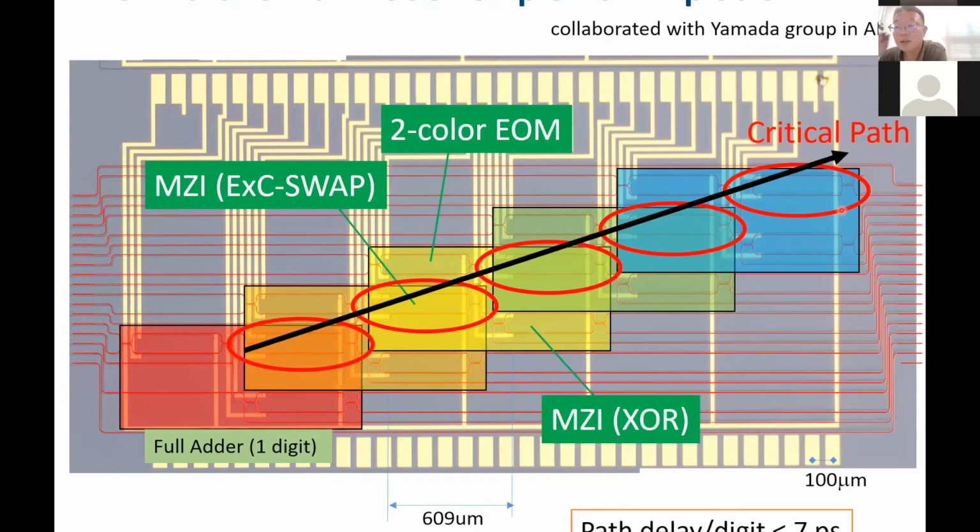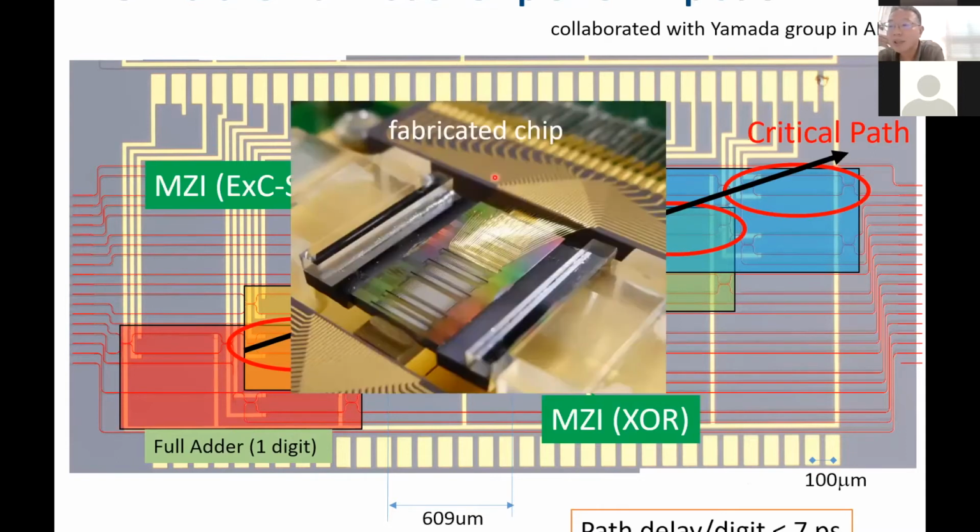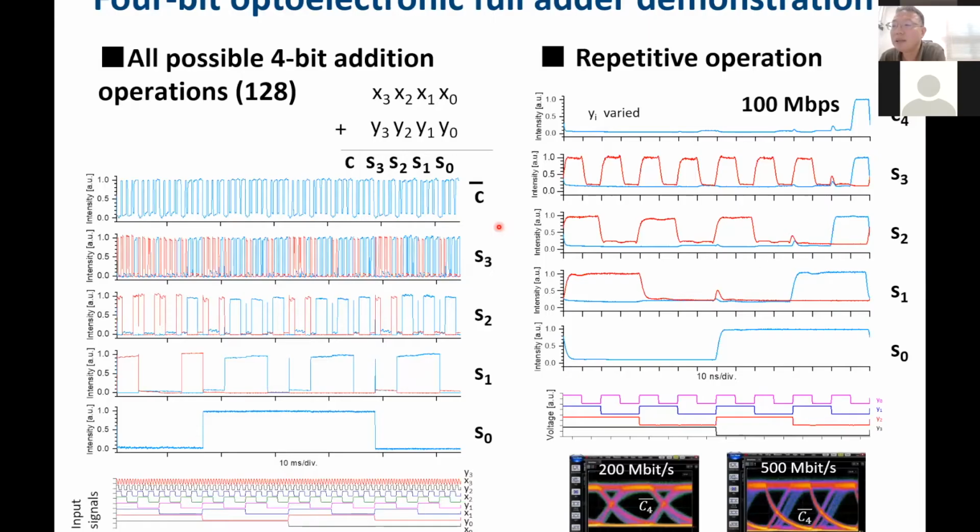And this slide shows the experimental demonstrations. The left-hand side result shows all possible, actually 128, combinations of 4-bit addition operations. So we confirmed it gave the correct answer for all cases. And in addition, this shows the repetitive operation at 100 megabits per second and even more here.